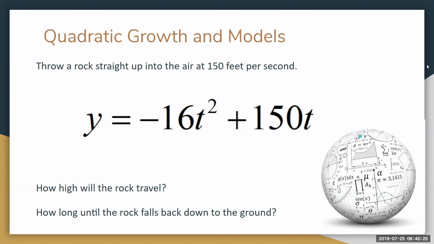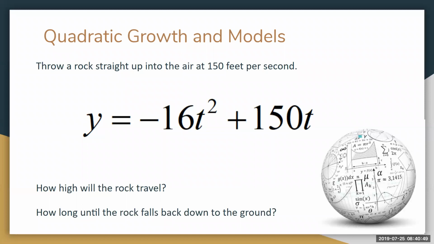Next, we'll investigate quadratic growth and models. Quadratic growth refers to a quantity that either decreases then increases or increases then decreases, kind of an up-down, down-up scenario. Our example here is, suppose you throw a rock straight up into the air at 150 feet per second. You can picture the rock traveling in an up-down sort of path. It rises into the air until it reaches its maximum height, and then it starts to fall back down towards the ground.